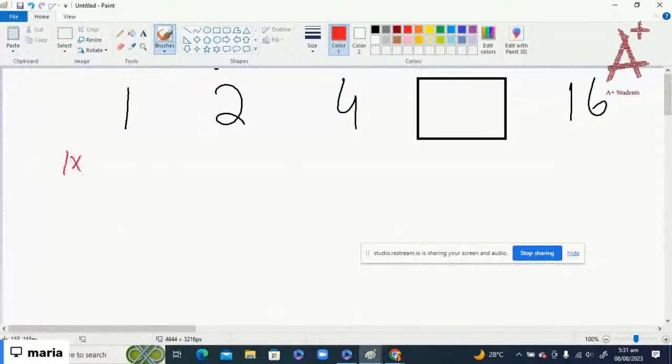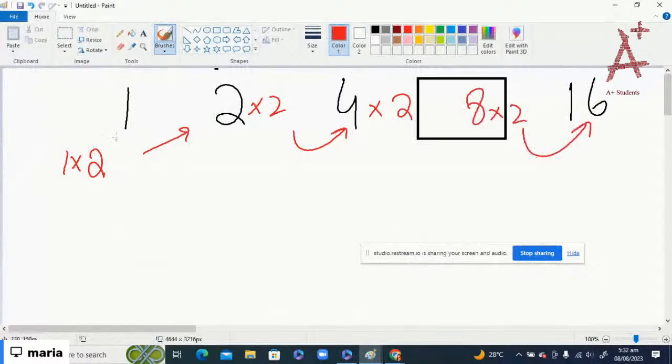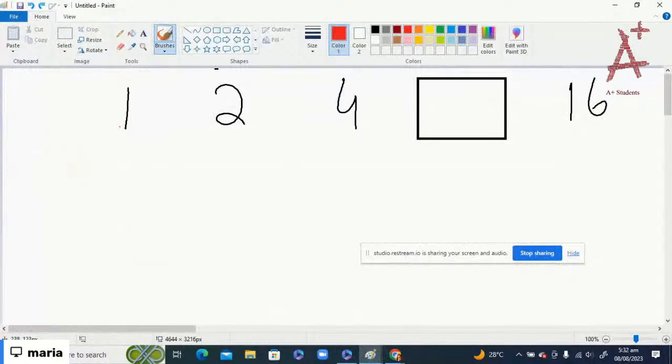Simply multiply 1 with 2, the answer is 2. 2 with 2, the answer is 4. 4 with 2, the answer is 8. 8 with 2, the answer is 16. 1 times 2 is 2, 2 times 2 is 4, 4 times 2 is 8, 8 times 2 is 16. There is a pattern. So the pattern here is multiplication by the table of 2.